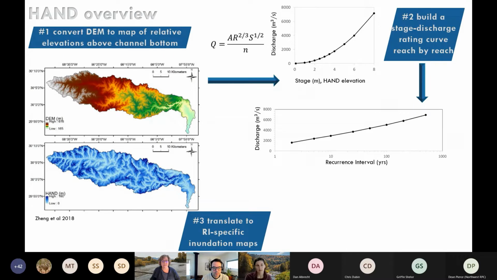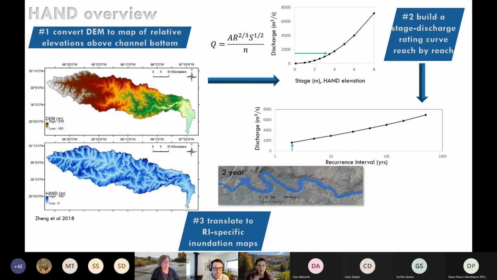A big piece of this is providing context, especially as we think about creating these maps over large scales. So what is the context of 1,000 CMS? To do that, we use a flood frequency analysis. And for this, specifically in Vermont, we use regional regressions to relate discharge to the recurrence interval of that given flood event.